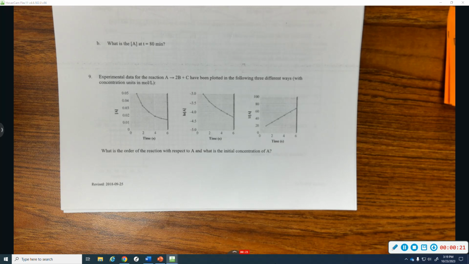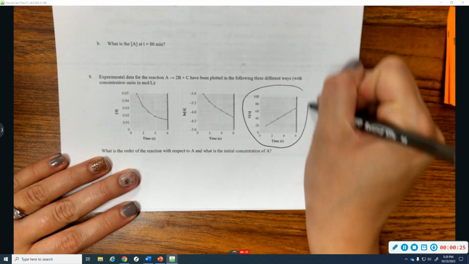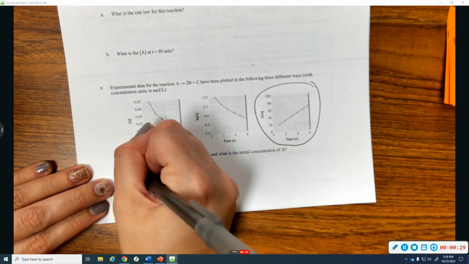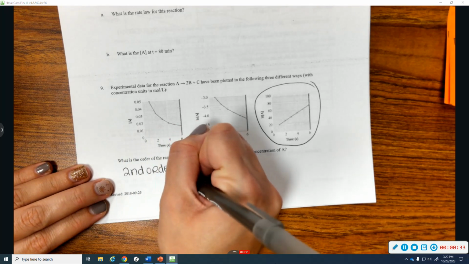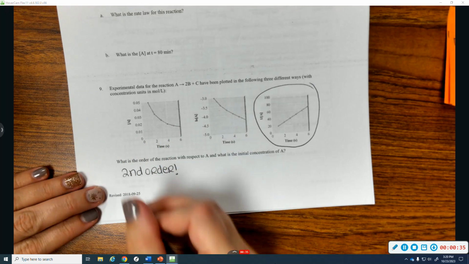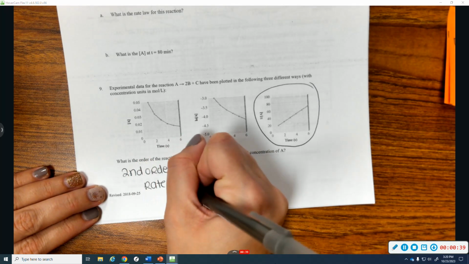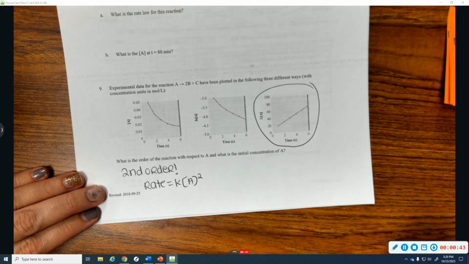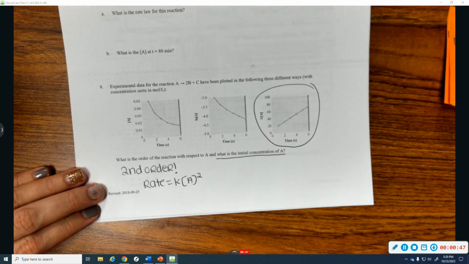So what you're looking for is the graph that's linear, which is clearly this one. When 1 over concentration versus time is linear, it's a second order reaction. Done. It doesn't ask you to, but if it said what's the rate law, it would be rate equals k[A] squared. And the second part of the question, what's the initial concentration of A?